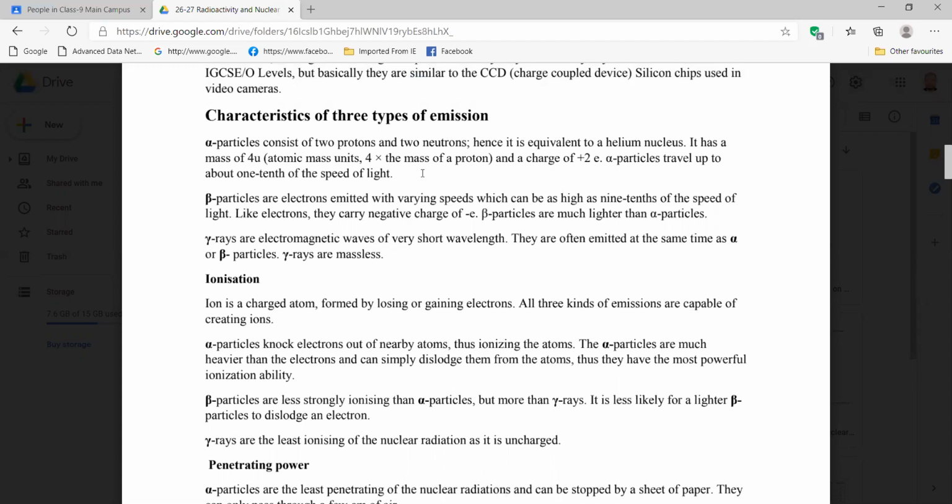What is the speed of light? Can you recall that one? Anyone, please? Yes, 3 into 10 to the power 8 meters per second. We get that one. So it's 1/10 of the speed of light.